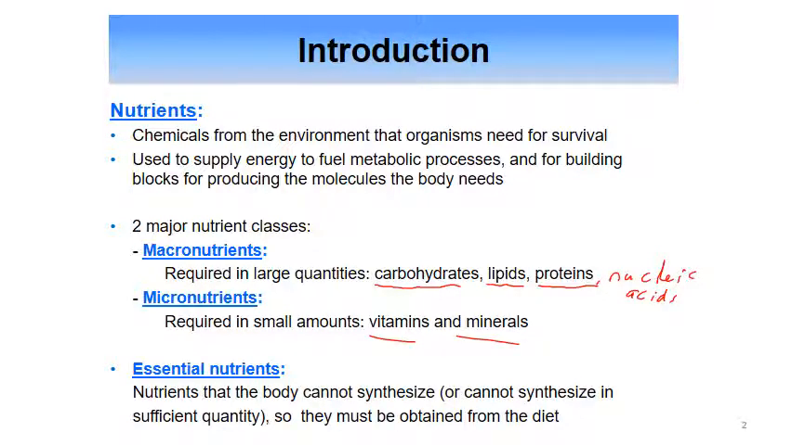Essential nutrients, know that these are nutrients that the body cannot make on its own. And so we have to get these nutrients from our diet.